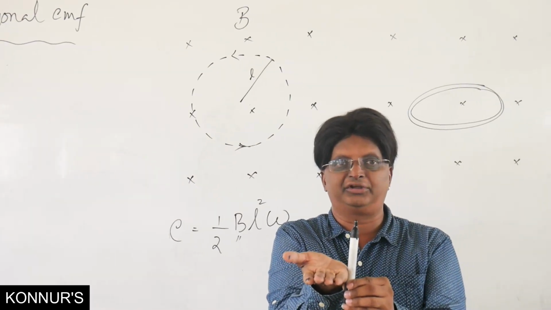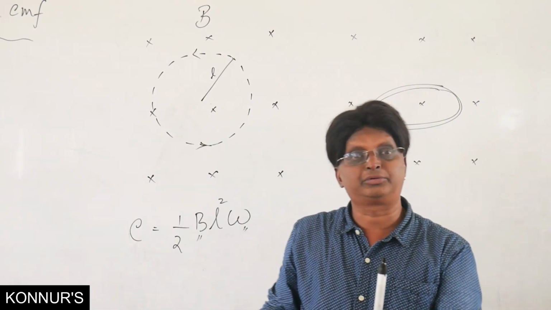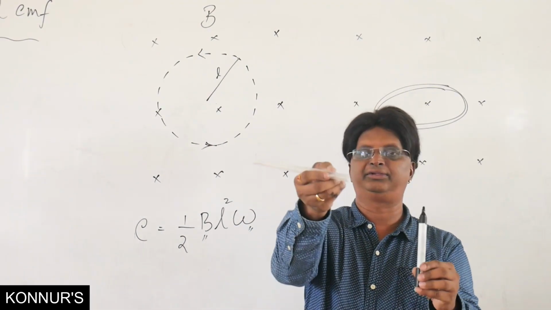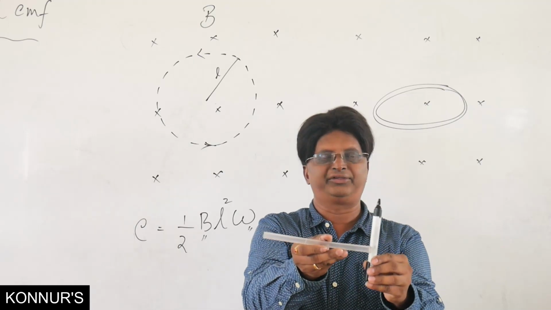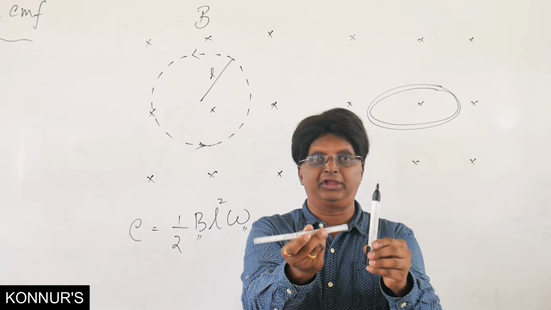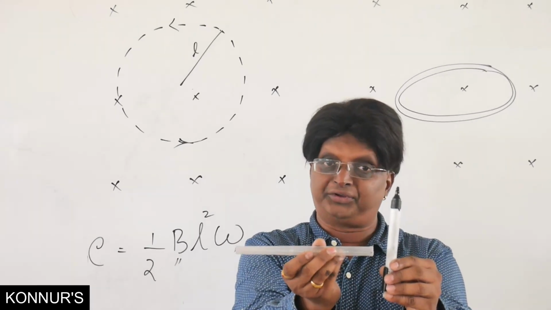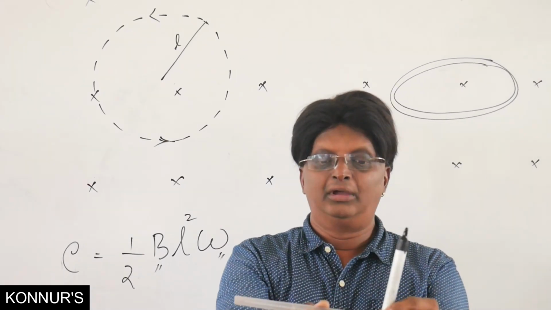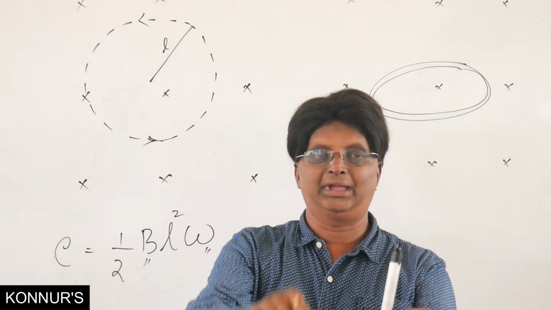Axis of rotation is also upward. Axis of rotation upward means, see, this is the rod I have taken and this is how the orientation is, and now it is made to rotate in a horizontal plane. Rotation in a horizontal plane means the axis is vertical.